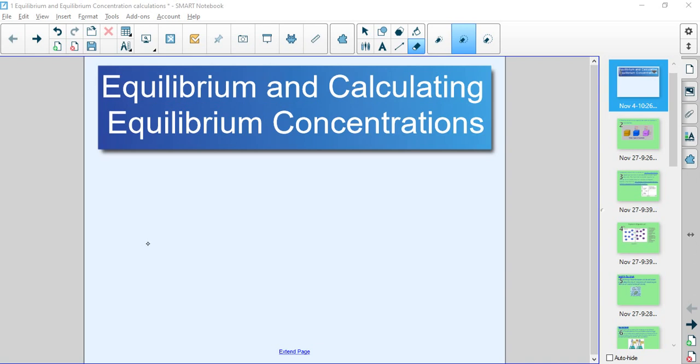Hello, grade 12s. This is our first lesson for our new unit, chemical equilibrium. We're going to dive right into it. I'm just going to let you know that I'm going to divide this lesson into two parts. Our first part is going to look at the background concepts, and our second part is going to then look at some calculations that will conclude this lesson.